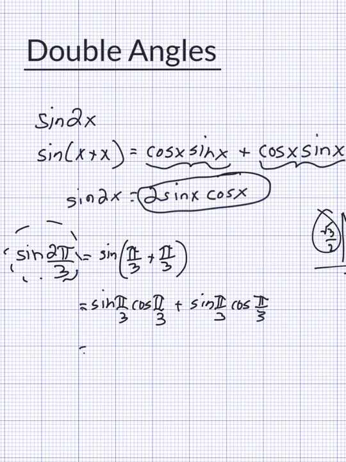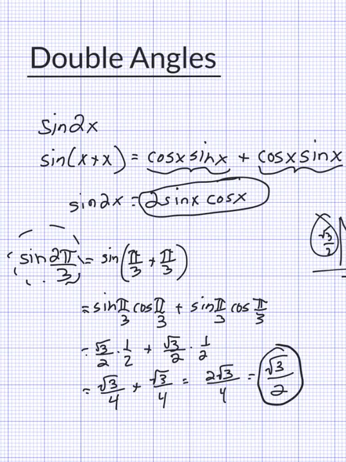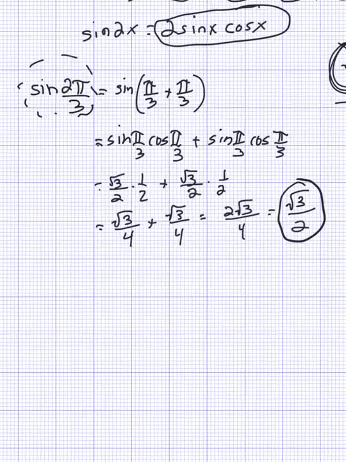Well, sine of pi by 3 is just root 3 over 2. It's the same as sine of 2 pi by 3, but cos of pi by 3 is 1/2, so times 1/2, plus the sine of pi by 3, root 3 over 2, times cos of pi by 3, 1/2, which equals root 3 over 4 plus root 3 over 4, which equals 2 root 3 over 4, which equals root 3 over 2, which is exactly what we thought. Okay, so we're just testing a few.